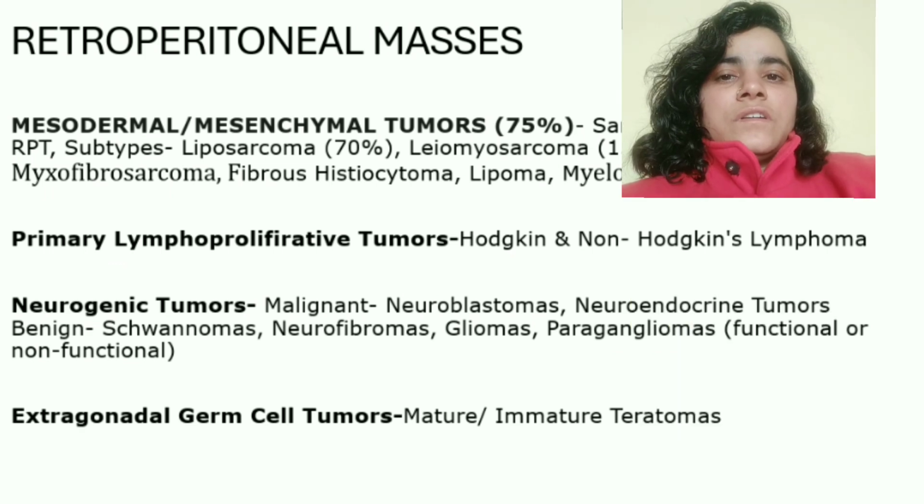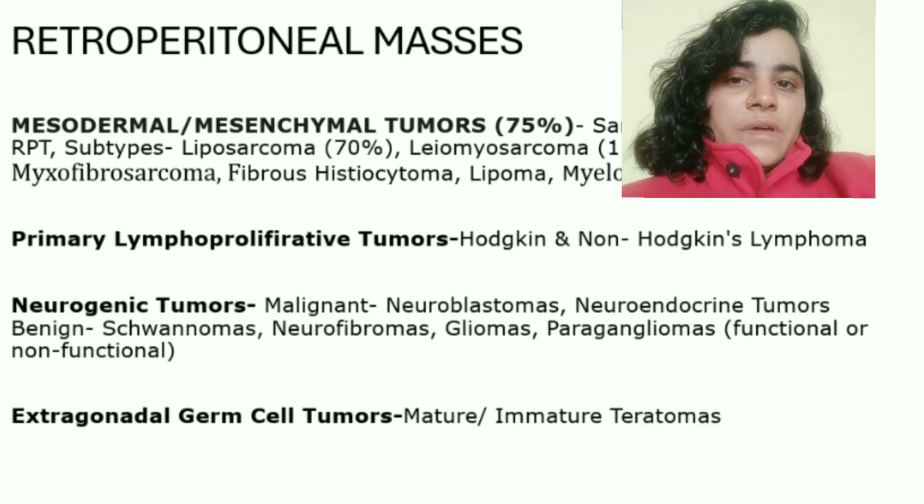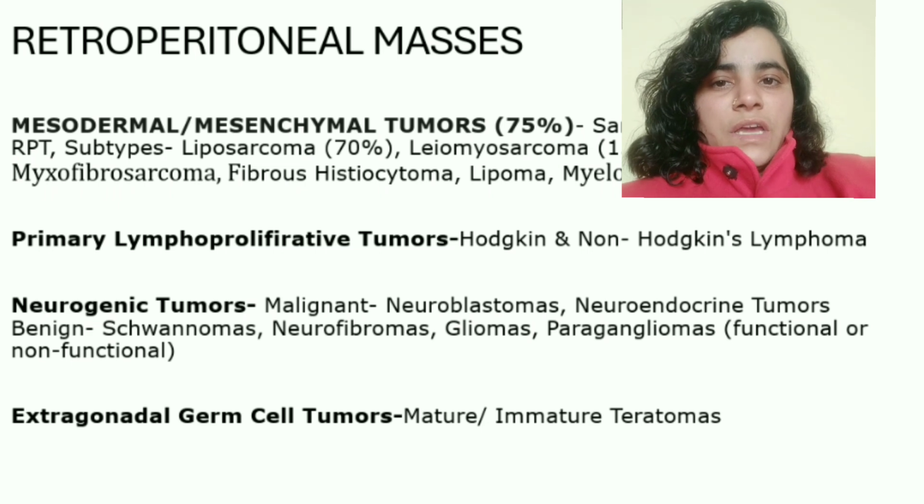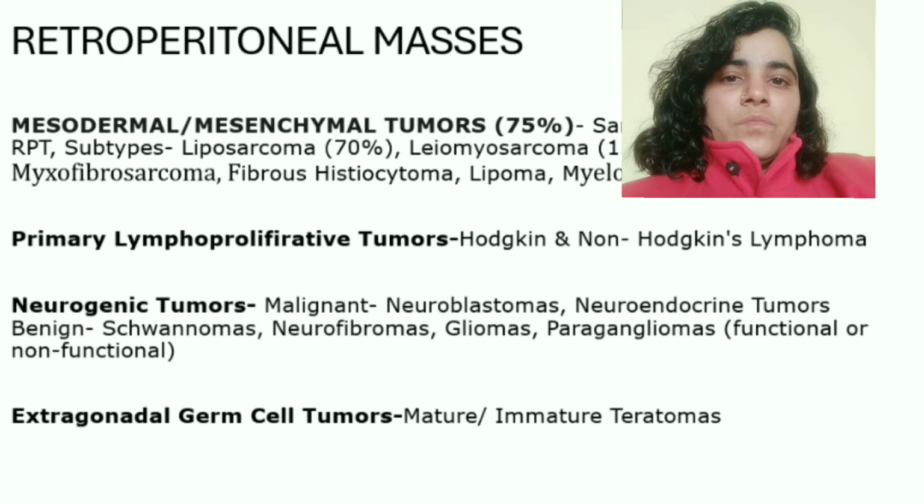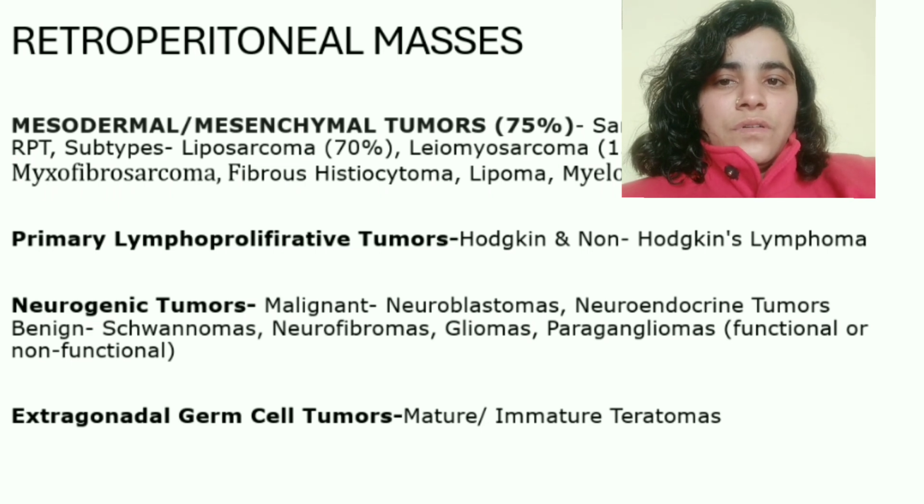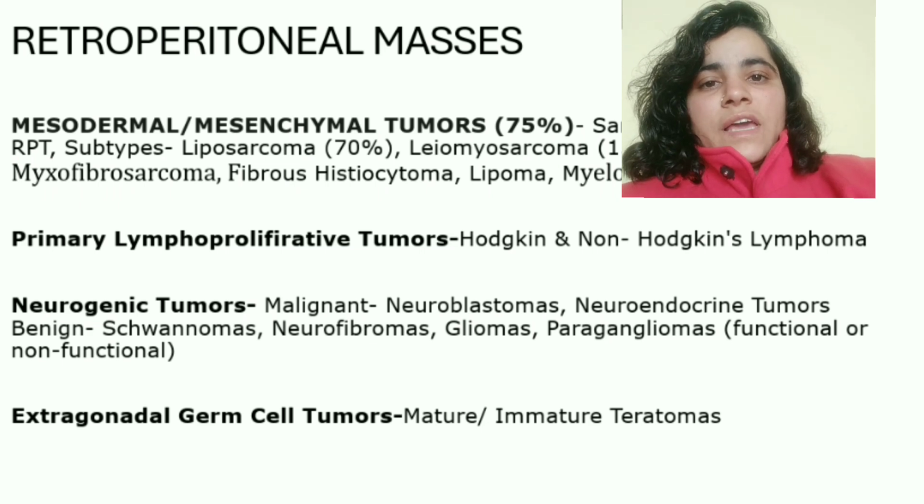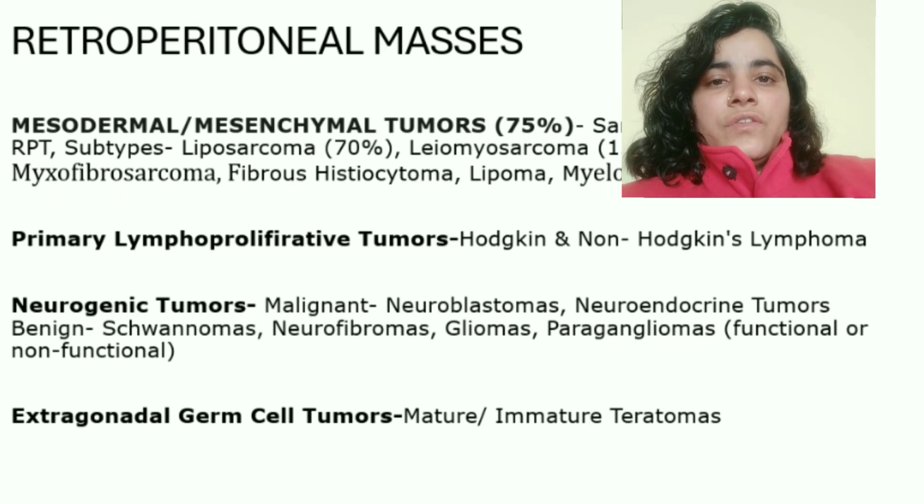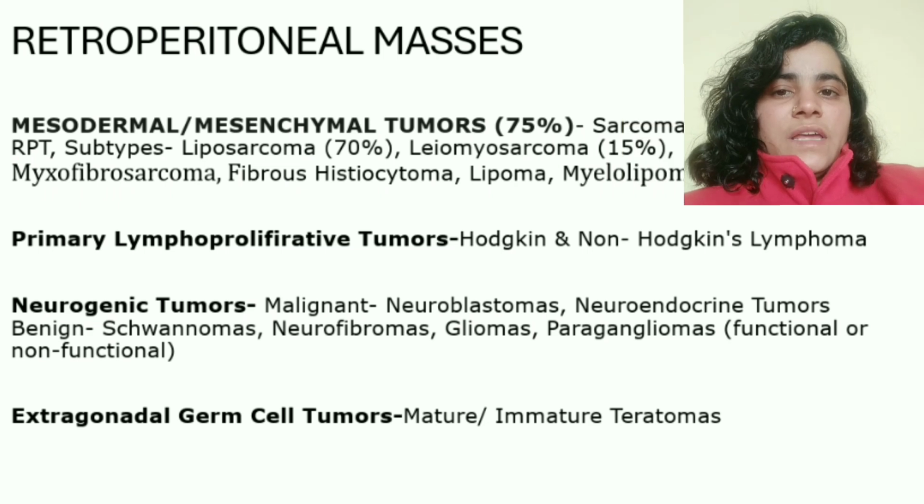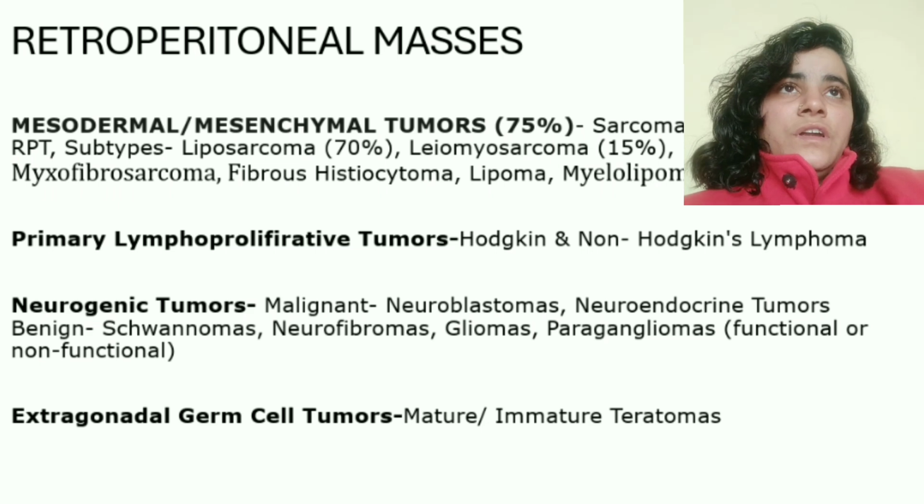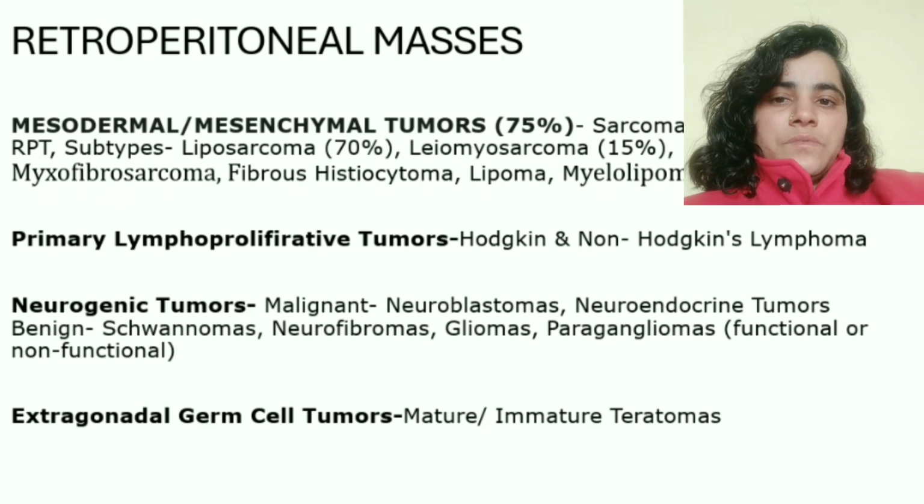Neurogenic tumors may be malignant in nature or benign in nature. These may include neuroblastoma, neuroendocrine tumors, or benign tumors like schwannomas, neurofibromas, gliomas, paragangliomas. Those may be functional and non-functional type. Extragonadal germ cell tumor may be mature, immature, teratoma, or mixed type.